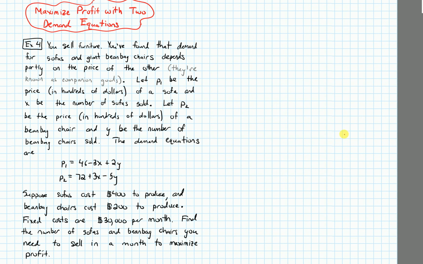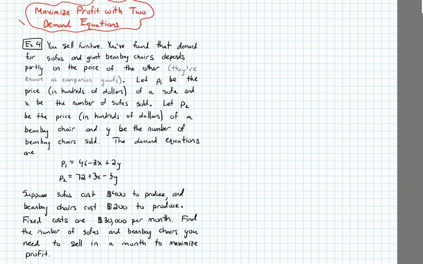In this video, we will do an example where we maximize a multivariable profit function where we're given two demand equations. So I'm going to look at this example. It's a bit long, and that's why my screen is zoomed out so I can see the whole thing. But we're getting more and more used to these longer word problems, so let's see if we can read it and break it down. So the question says, you sell furniture.